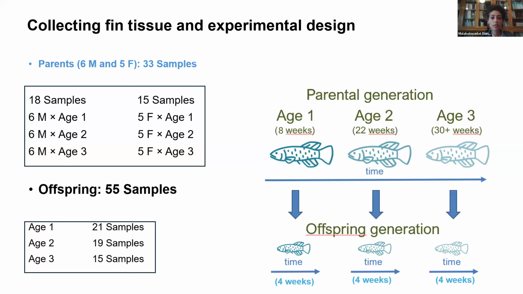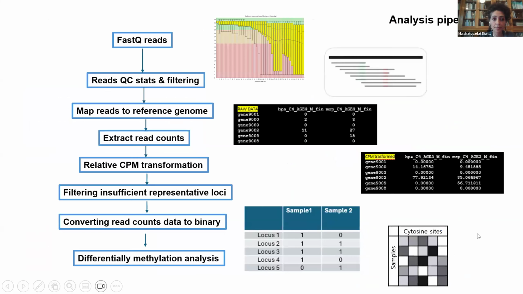The study design is using the parental generation. We are using 33 samples, 6 males and 5 females, across aging, when they are at age 1, age 2, and age 3. And actually, we are testing the 55 samples of the offspring coming from these different ages.